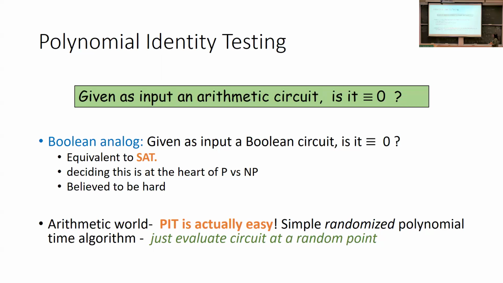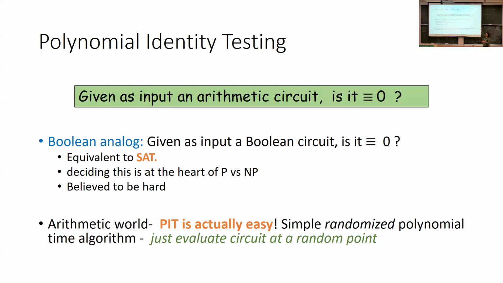Okay, so that's the question of lower bounds for arithmetic circuits. Here's the question of polynomial identity testing. Suppose you're given an arithmetic circuit computing a polynomial. You want to decide, is that polynomial the identically zero polynomial? The Boolean analog of this problem is, given a Boolean circuit, can you decide if the function it computes is identically zero? The Boolean analog is very hard. This is equivalent to SAT, and being able to decide it is equivalent to the P versus NP question, and it's believed to be really hard.